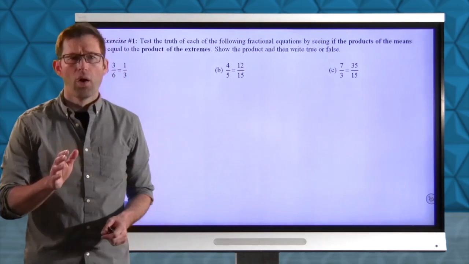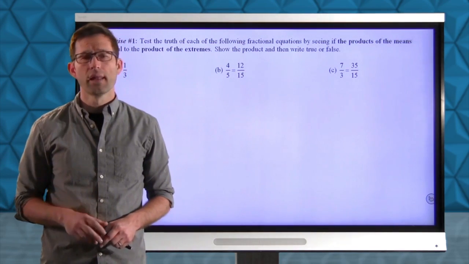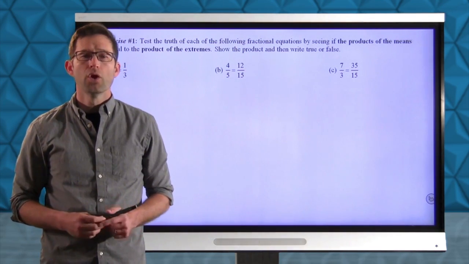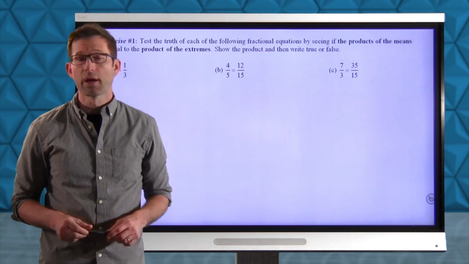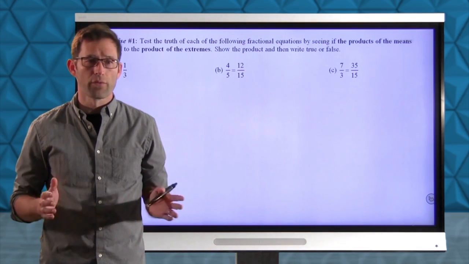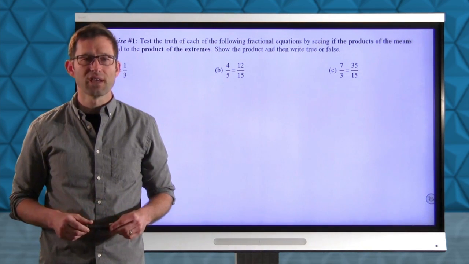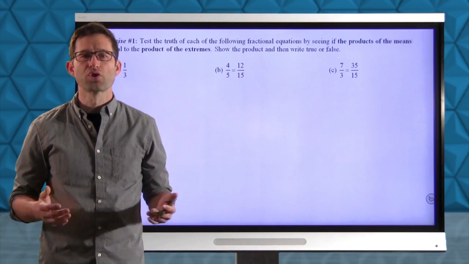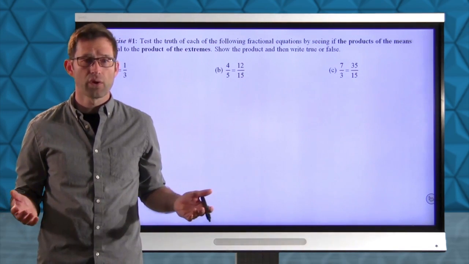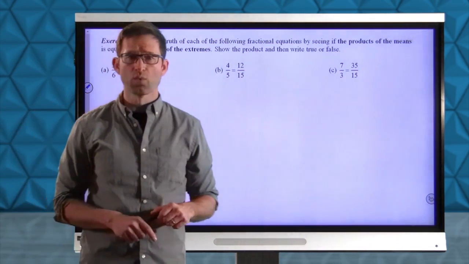A long time ago, in a place I like to call 5th grade, you were learning a lot about fractions and equivalent fractions and how to tell whether fractions were equivalent. And we're going to use one of those tests today to start off the lesson. I know this seems kind of strange, but let's take a look at what exercise 1 asks us to do.